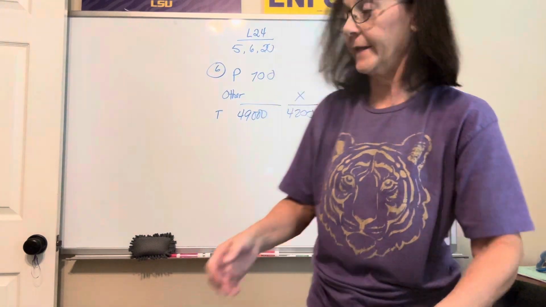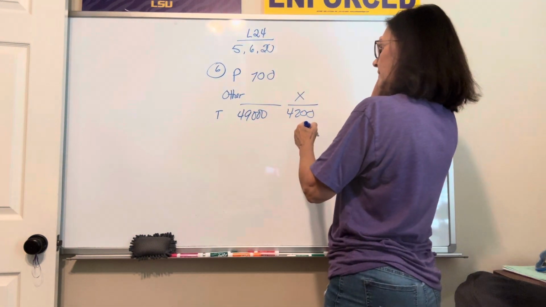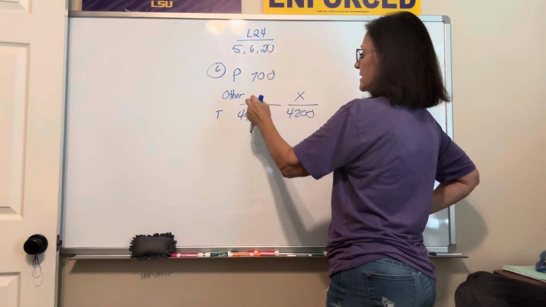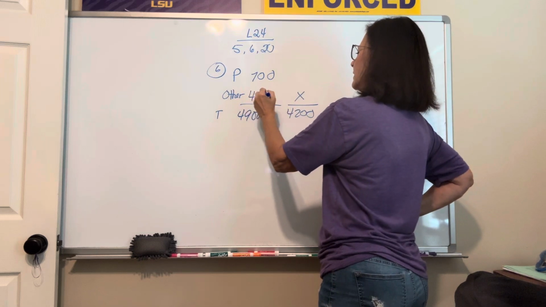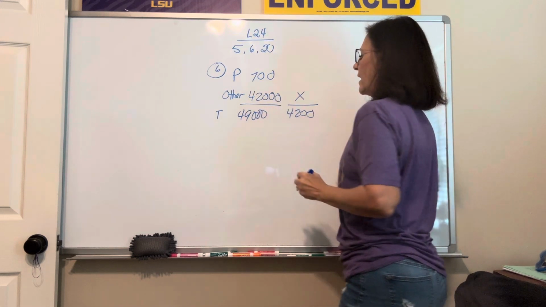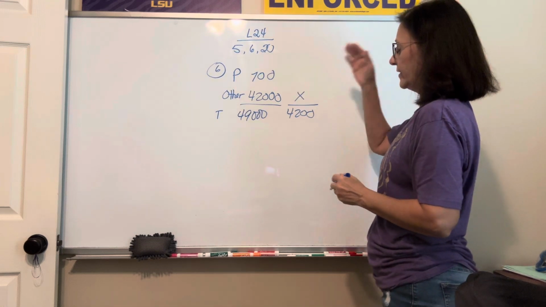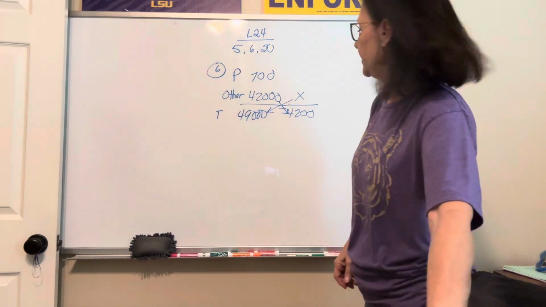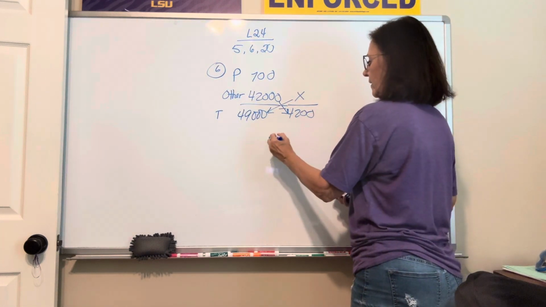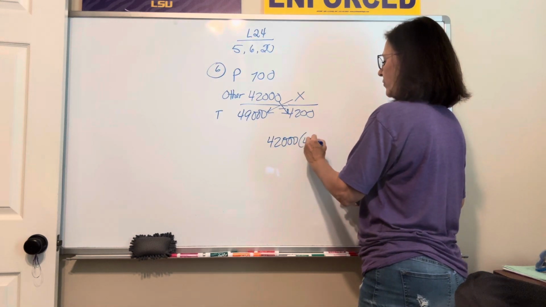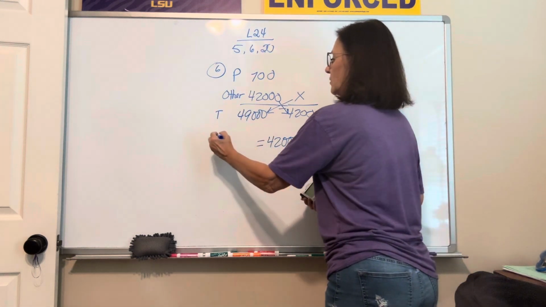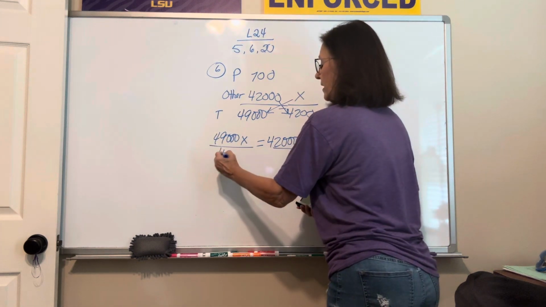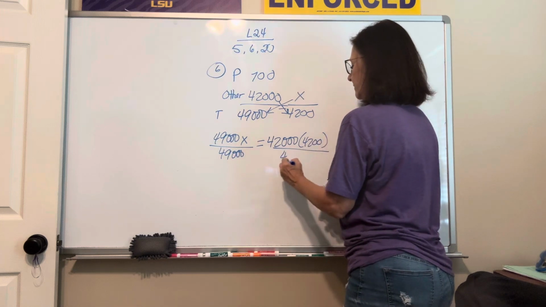So you're going to have cross multiplication. All right, I know how much other I have. Other is 49,000 minus 700. So what is that? 42,000. Right, then I'm just doing cross multiplication. All right, I have 42,000. 42,000 times 4,200 equals 49,000x. And then I divide both sides by 49,000.